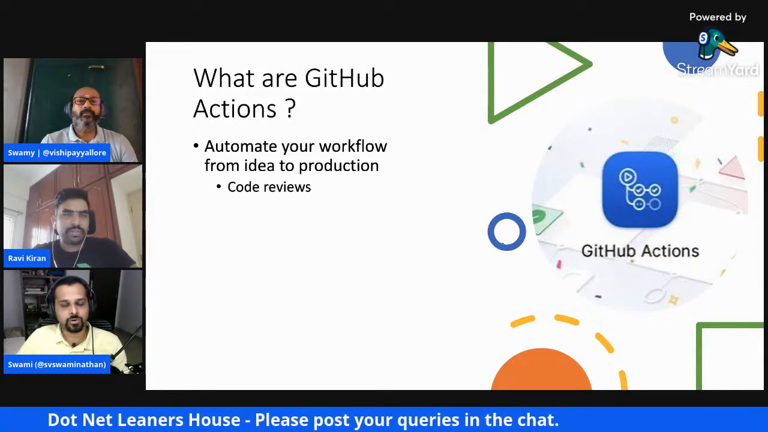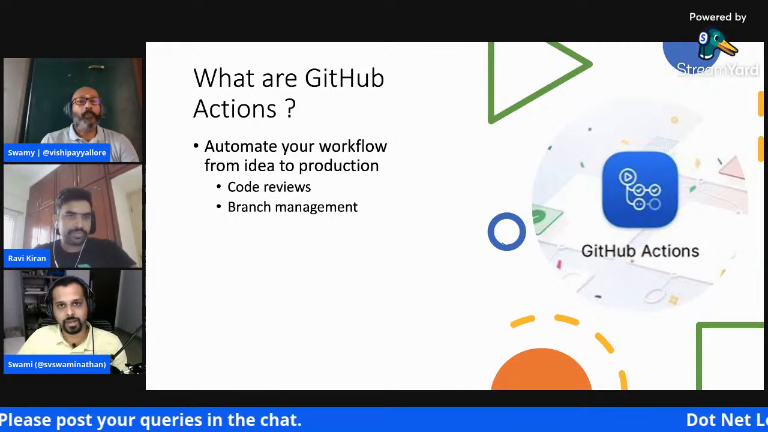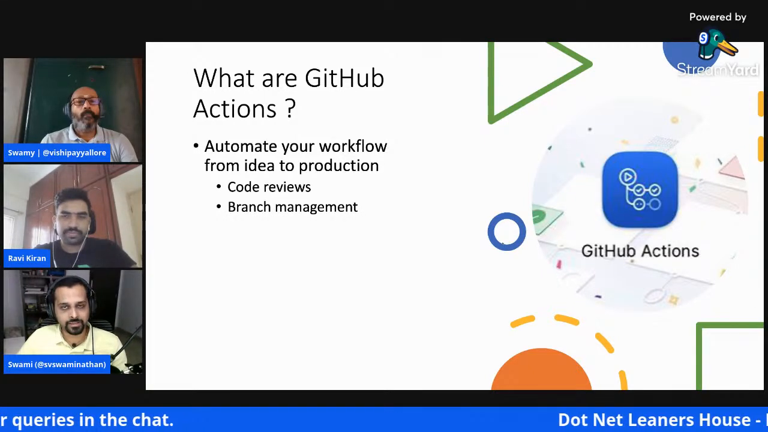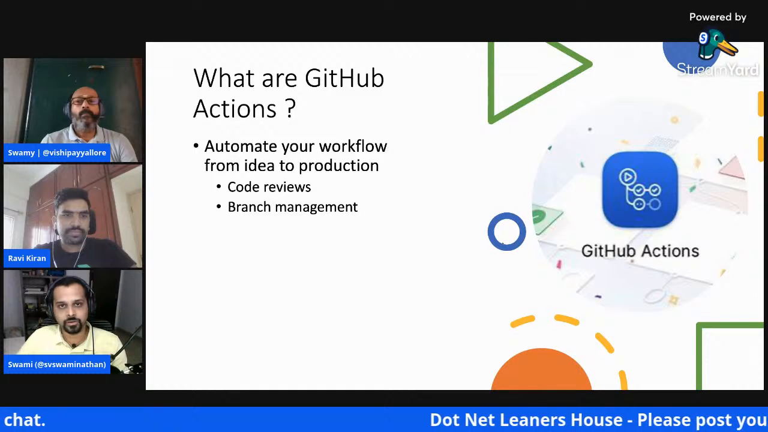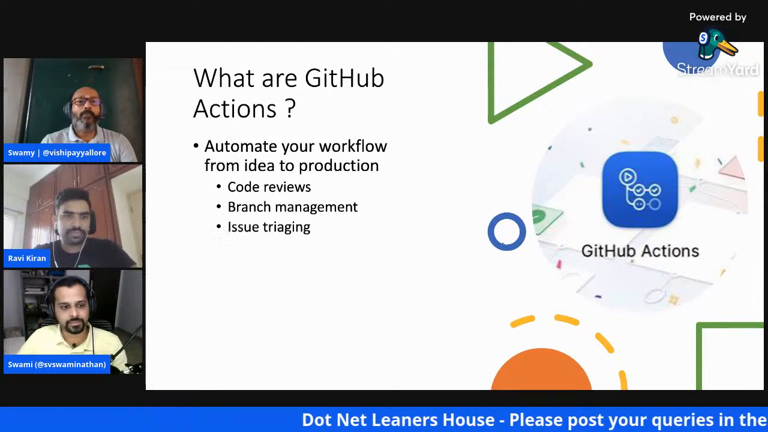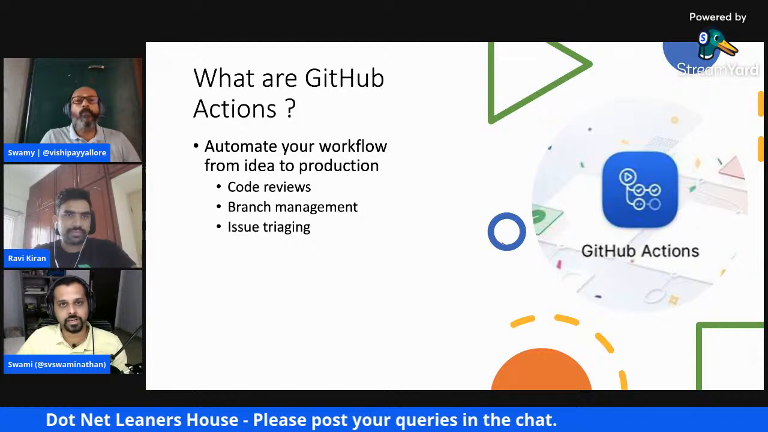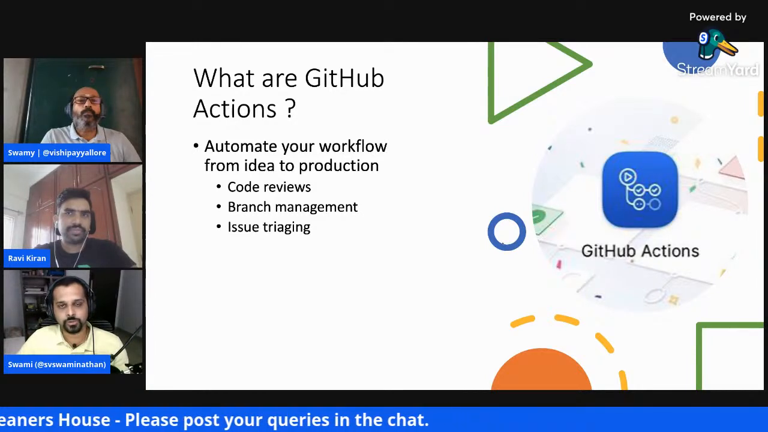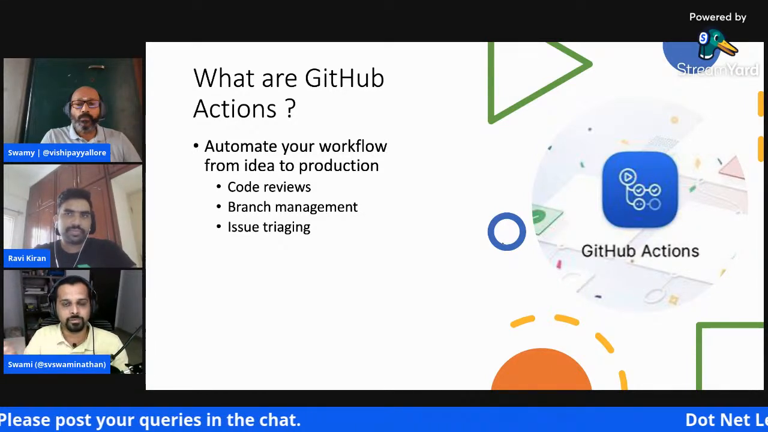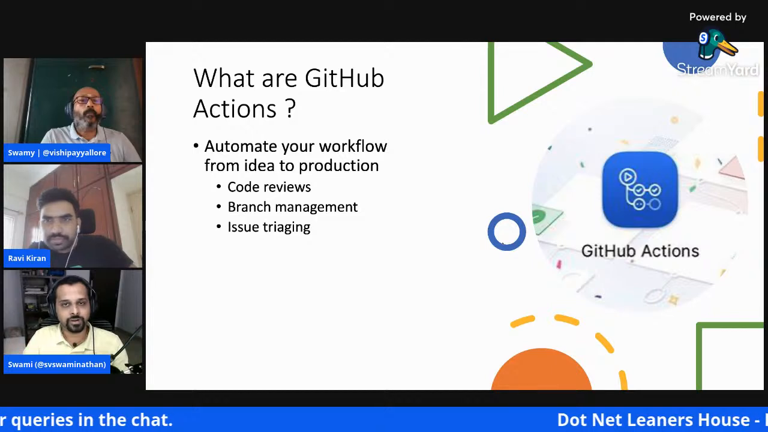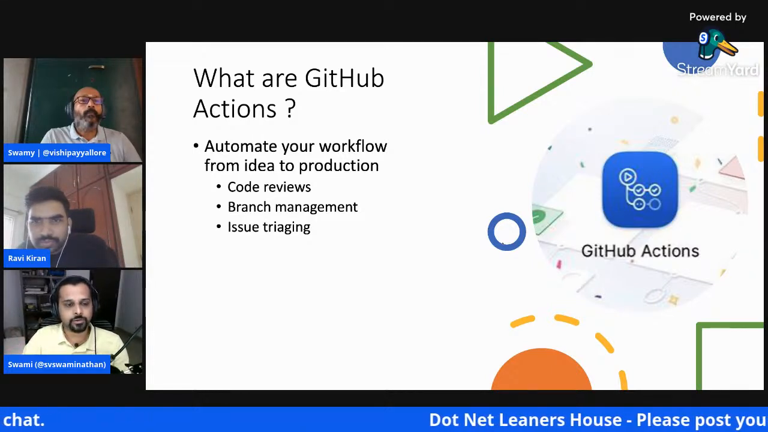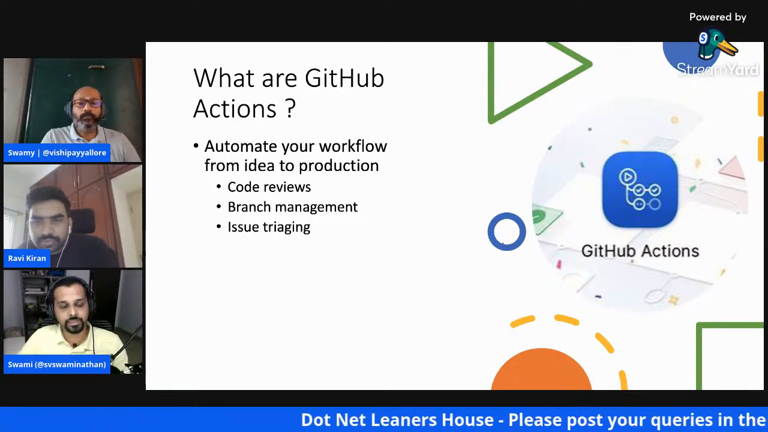You can also automate your code review processes. If someone is creating a PR, you can manage your PR processes. You can create new branches. You can do a lot of workflow automation using GitHub Actions. Issue triaging, for example: if you're running an open source project and somebody creates an issue, you can triage it and automatically label it under different labels, or tag it under different releases. All these kinds of activities are also possible with GitHub Actions.